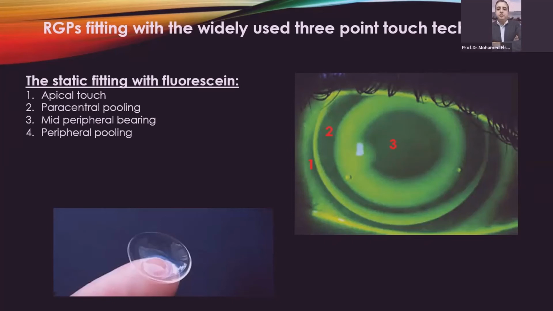This photo is just for the young generation to know: if you put an RGP on a patient, this is how the fluorescein should look for the best corrected vision.